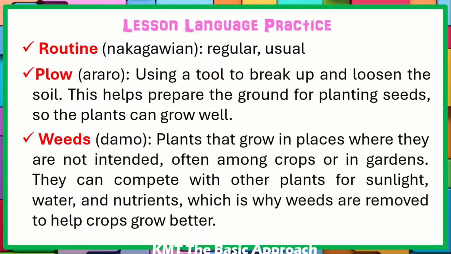Weeds, in Tagalog, damo. It means plants that grow in places where they are not intended, often among crops or in gardens. They can compete with other plants for sunlight, water, and nutrients, which is why weeds are removed to help crops grow better.